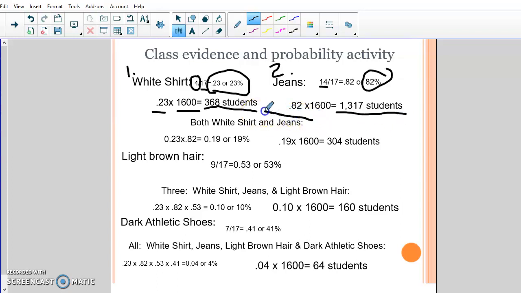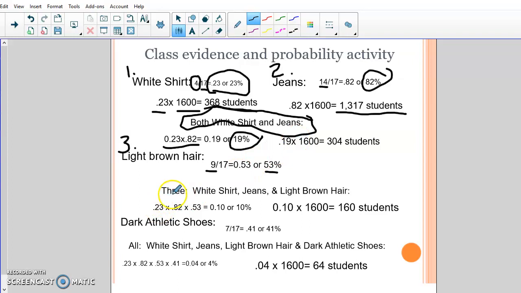But let's multiply these together, because we said we could multiply probabilities together. So 0.23 times 0.82 is 19%. So 19% of the students on campus would be wearing a white shirt and jeans. That's 304 students. So I'm getting a little bit better. Let's add in some of these other characteristics, okay? So the third characteristic that we said that the person had was light brown hair. There were only 9 people in our class that had light brown hair of the 17 students. That's 53%.